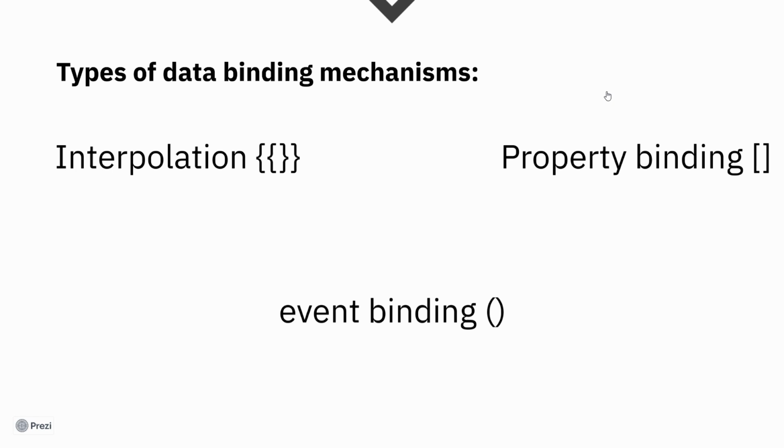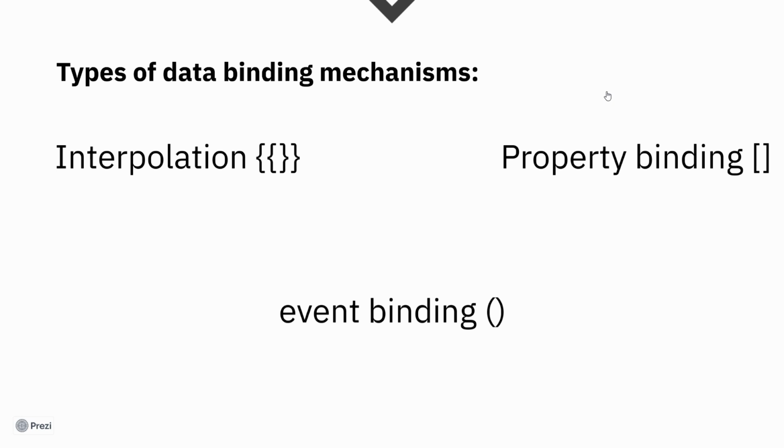There are three mechanisms in data binding. The first is called interpolation, the second is property binding, and the third is event binding. So what is interpolation? Interpolation is the mechanism that makes it possible to display a variable from TypeScript code in the HTML template so we can see it.